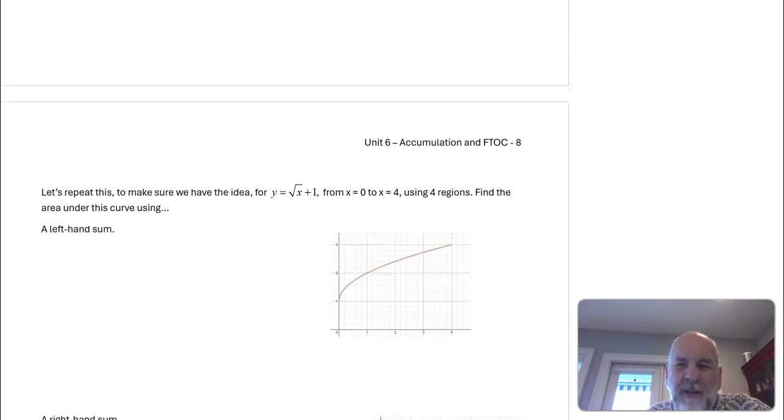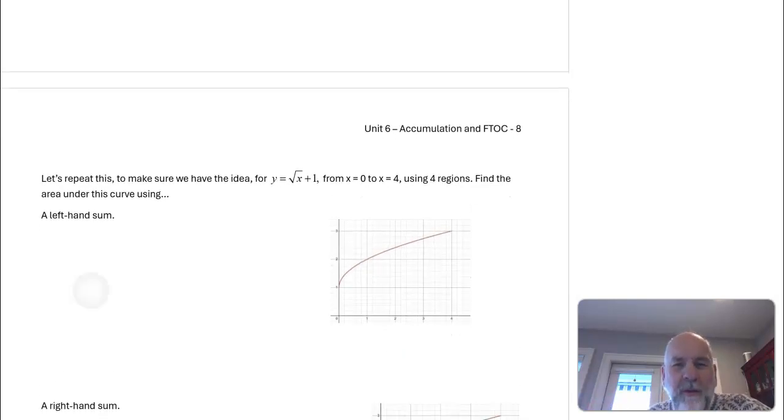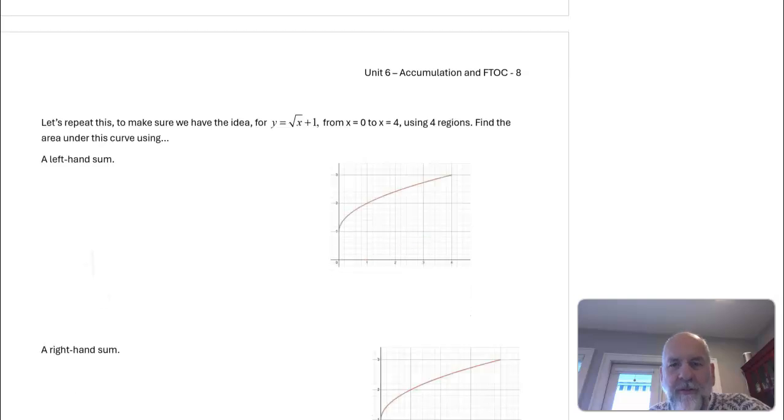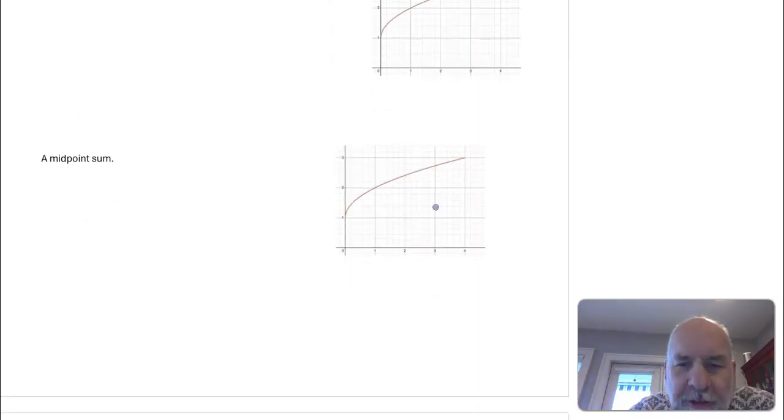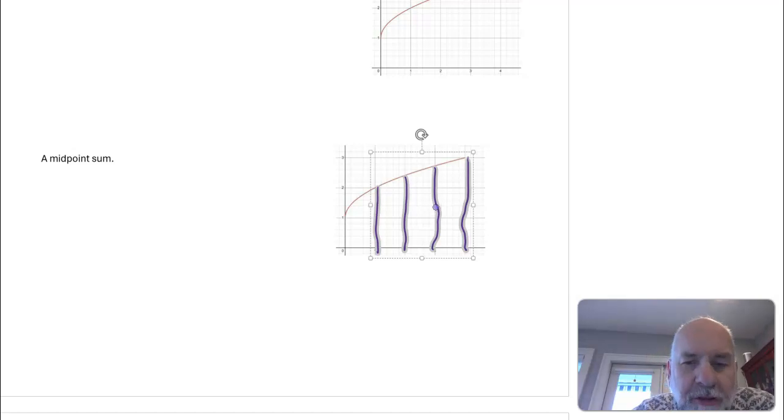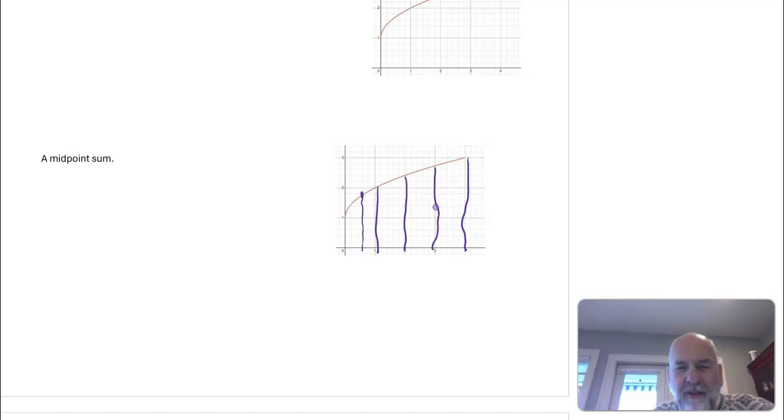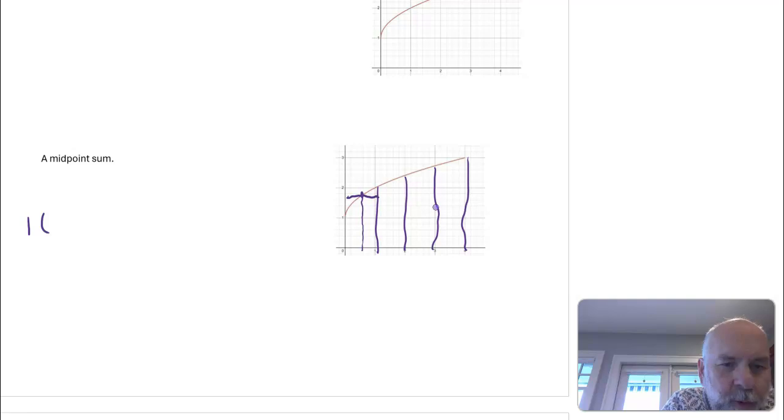And again, so this one, we're doing 4 regions, y equals square root of x plus 1, that's this curve, from 0 to 4. So first I'll divide it up into 4 regions. And then I'm going to do a rectangle. And in a midpoint sum, you're just going to use the y value of the midpoint between the left and the right. So in this case, that first rectangle would look like this, and it'd be a width of 1 times the height, which would be square root of 0.5 plus 1, because 0.5 is my x value.